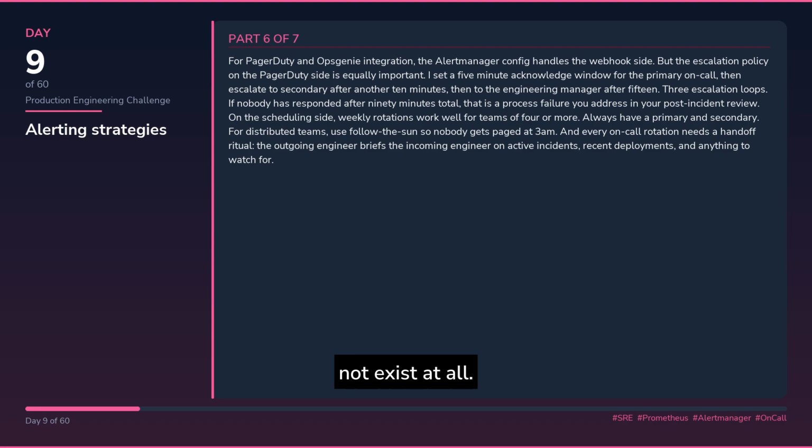post-incident review. On the scheduling side, weekly rotations work well for teams of 4 or more. Always have a primary and secondary. For distributed teams, use follow the sun so nobody gets paged at 3 a.m. And every on-call rotation needs a handoff ritual. The outgoing engineer briefs the incoming engineer on active incidents, recent deployments, and anything to watch for.